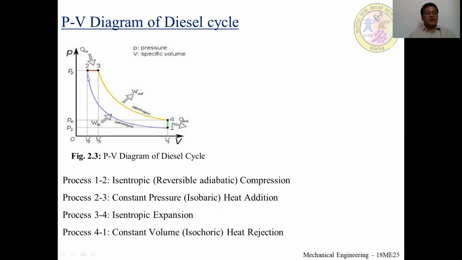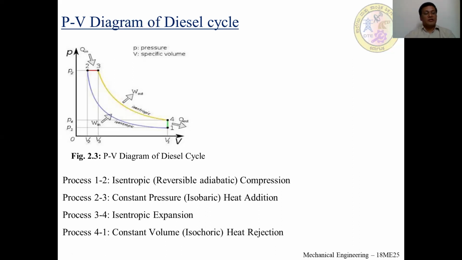The second process is the constant pressure heat addition process. In this process, the pressure remains constant, that is P2 equals P3. After adding heat from an external source to the working fluid or air, the volume increases from V2 to V3. This is V2 and this is V3. The volume increases from V2 to V3, whereas the pressure remains constant. This is about the constant pressure heat addition process.